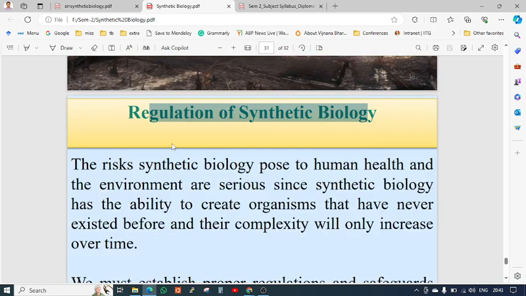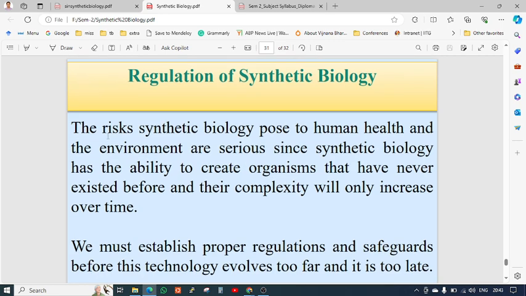Regulation of synthetic biology. Looking at the risks and threats to biodiversity, governments and some international agencies have also made some rules and regulations on synthetic biology. The risks of synthetic biology to human health and the environment are serious, since it can create organisms that have never existed before, of great complexity, because we synthetically design new organisms which may not be present naturally. So this may cause different disasters for the human species in the future also.